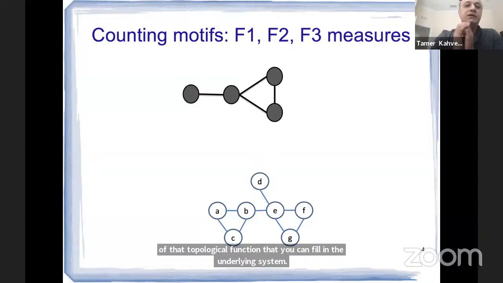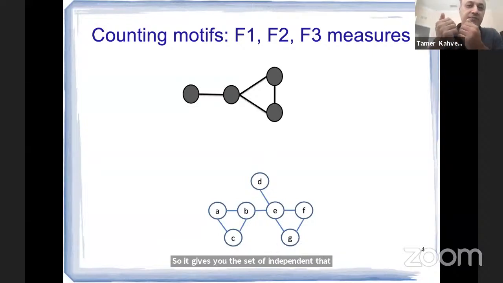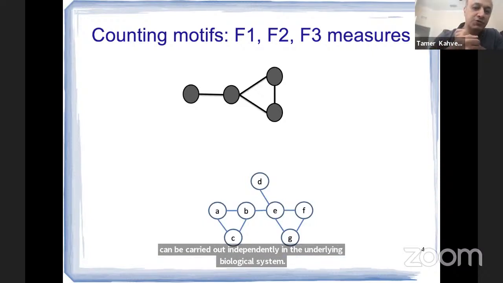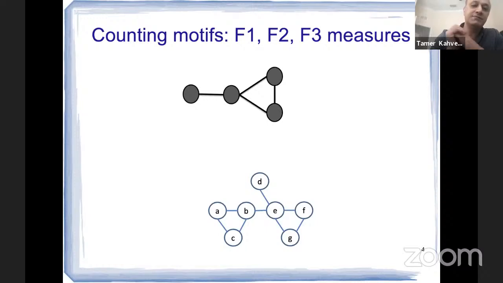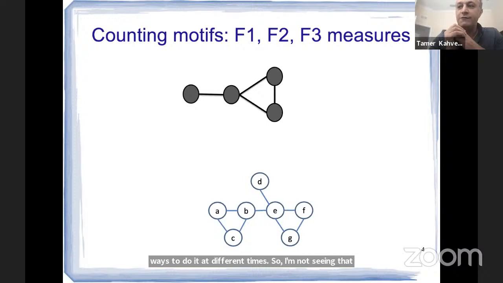So it gives you the set of the tasks that can be carried out independently in the underlying biological system. While the F1 measure shows you not the independent one, but the number of alternative ways to do it at different times. So I'm not saying that F1 measure or F2 or F3 measure is biologically bad or good. They all have their own meanings.